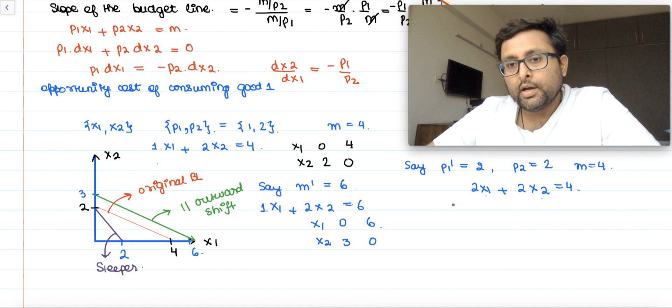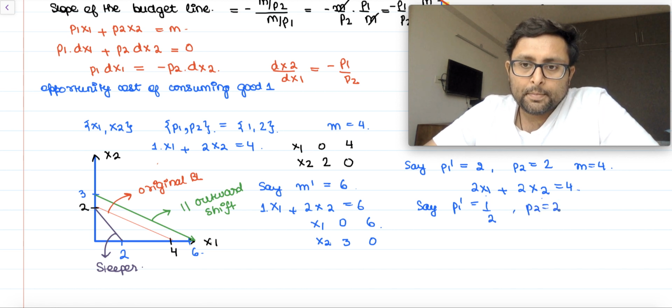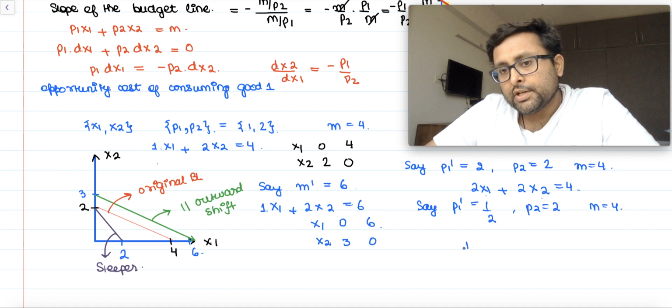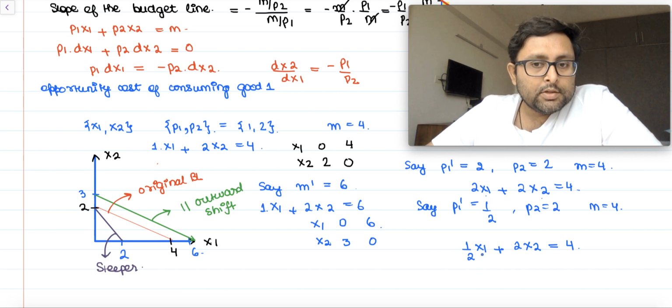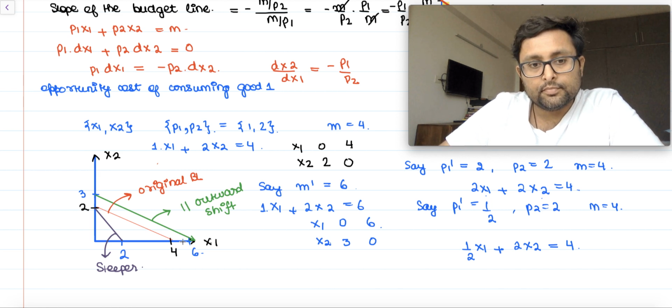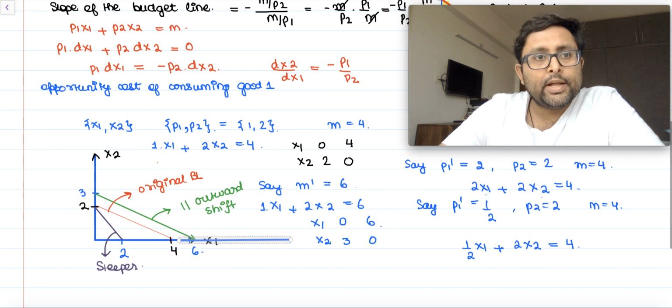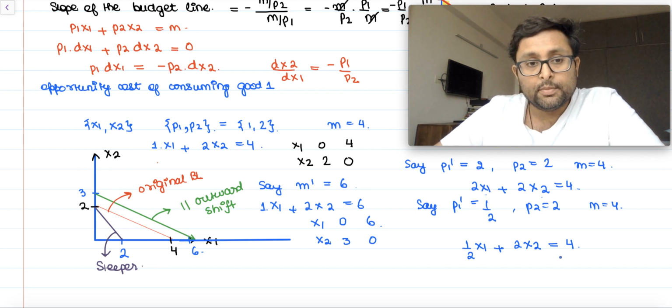What about if P1 dash goes to half and P2 is the same, and income is the same as the original income? So your budget constraint becomes 1/2 x1 plus 2x2 equals 4. You with me? So when x1 is 0, x2 is 2. When x2 is 0, half x1 equals 4, so x1 is equal to 8. I need to extend this line then. So when x2 is 0, x1 becomes 8. When x1 is 0, x2 becomes 4.